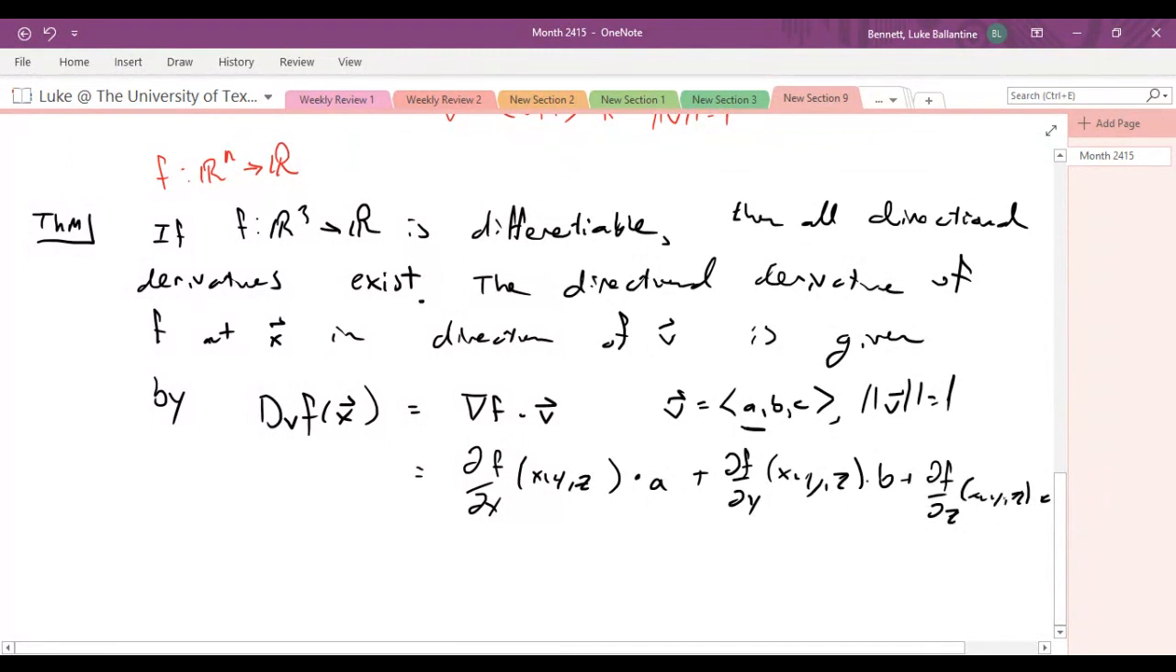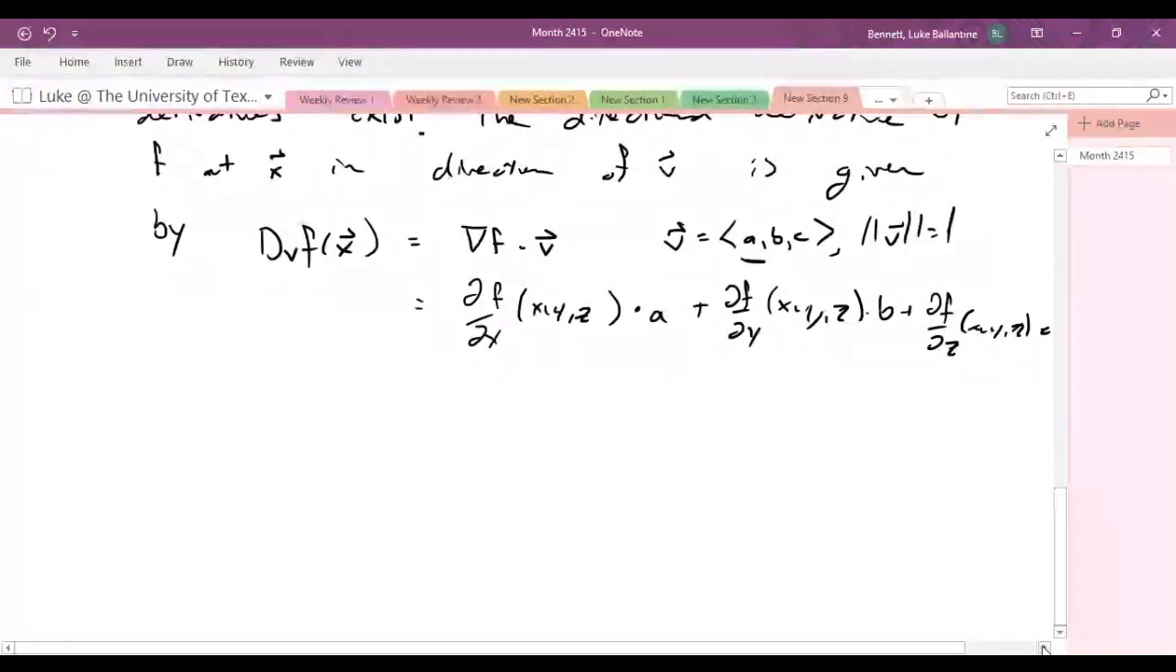Now, I'm not going to prove it, but the proof does involve defining a function of a single variable h, which is dependent on x, y, and z. Then you would use the chain rule for multiple functions of multiple variables. Yes, it's in the book. I'm not going to bore you with it. So we have a theorem.